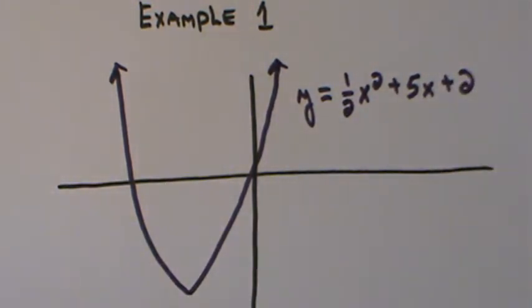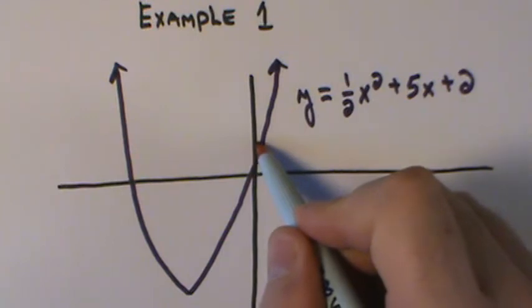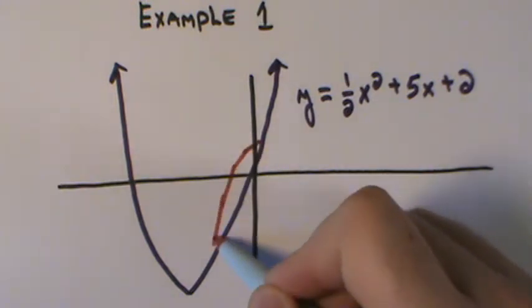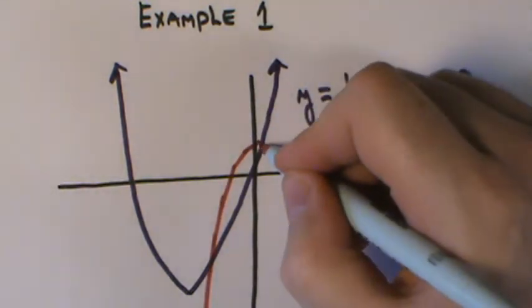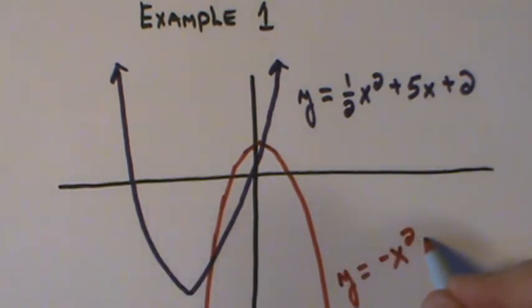And I have a second curve. This is just going to be a parabola that opens up downward. Maybe it goes something like this. And we'll call that y equals negative x squared plus 3.